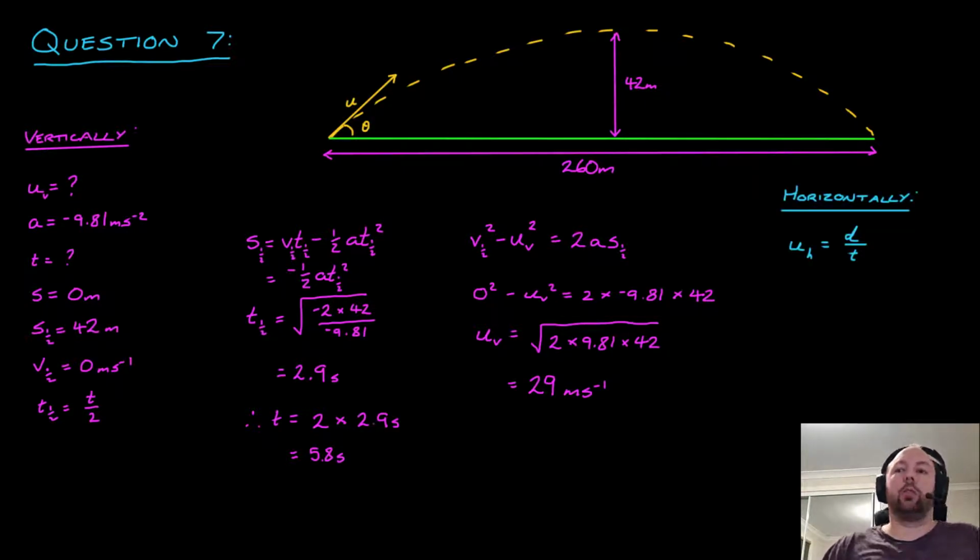Meanwhile, in the horizontal direction, we have that the initial velocity horizontally is equal to the distance it's traveled divided by the time.